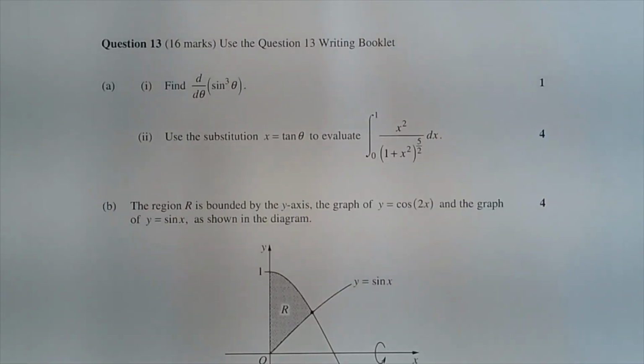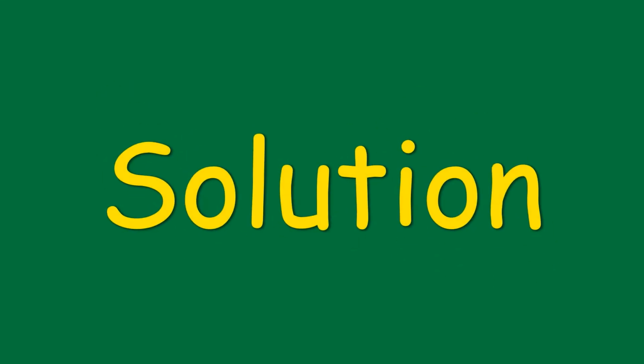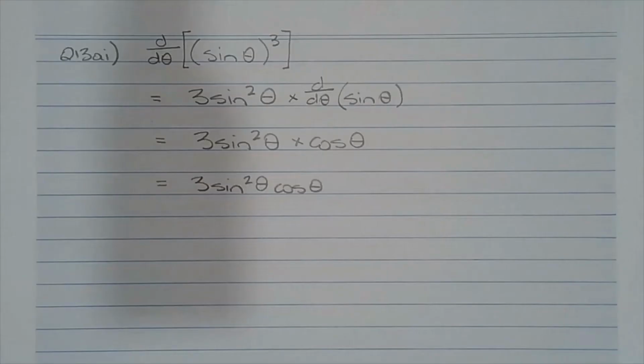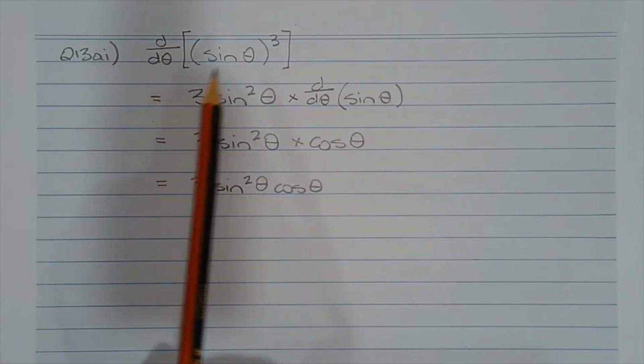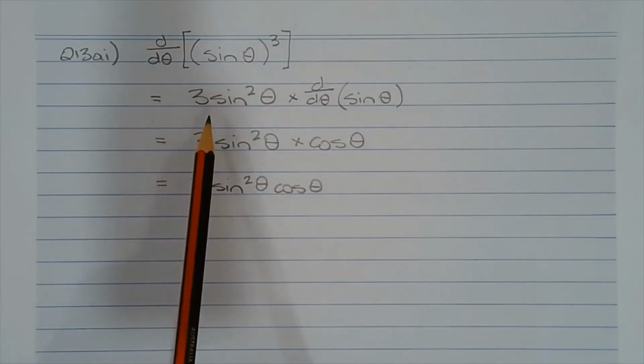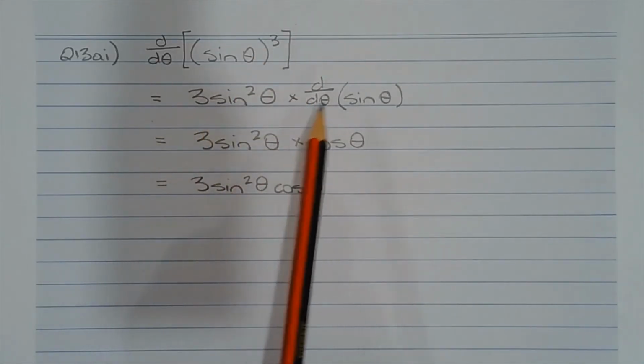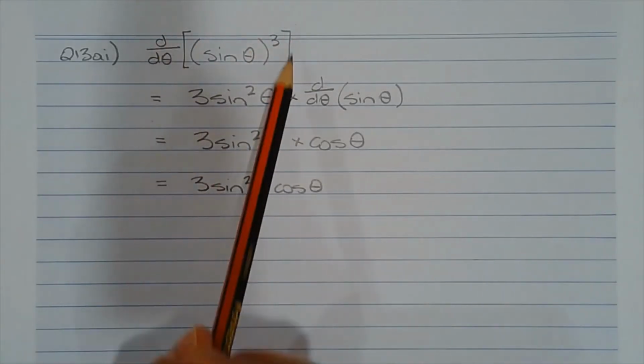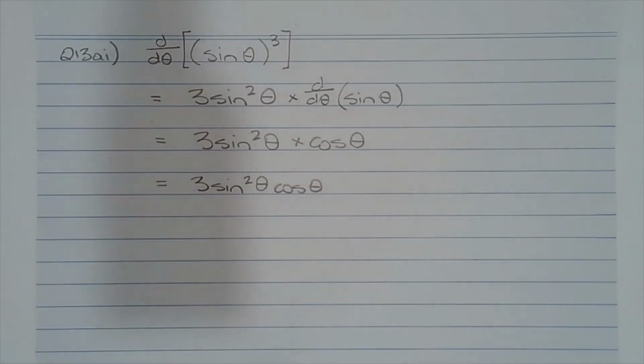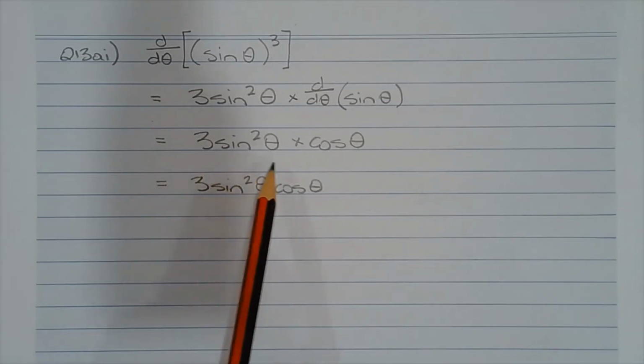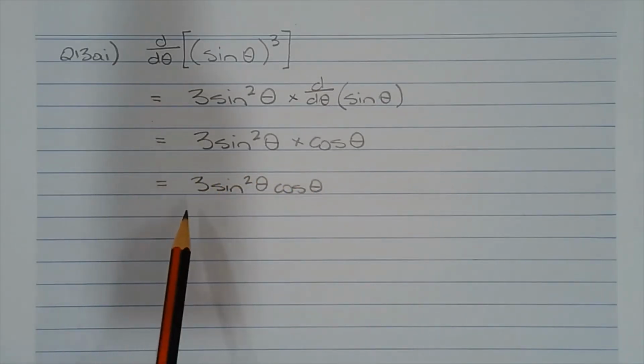Question 13a, Part 1. Find the first derivative with respect to theta of sine cubed theta. Sine cubed theta is equivalent to sine theta all cubed. Hence, by the chain rule, d by d theta of sine theta all cubed is equal to 3 sine squared theta multiplied by d by d theta of sine theta, so that's the derivative of the outside multiplied by the derivative of the inside. And that equals 3 sine squared theta multiplied by cos theta, which equals 3 sine squared theta cos theta.